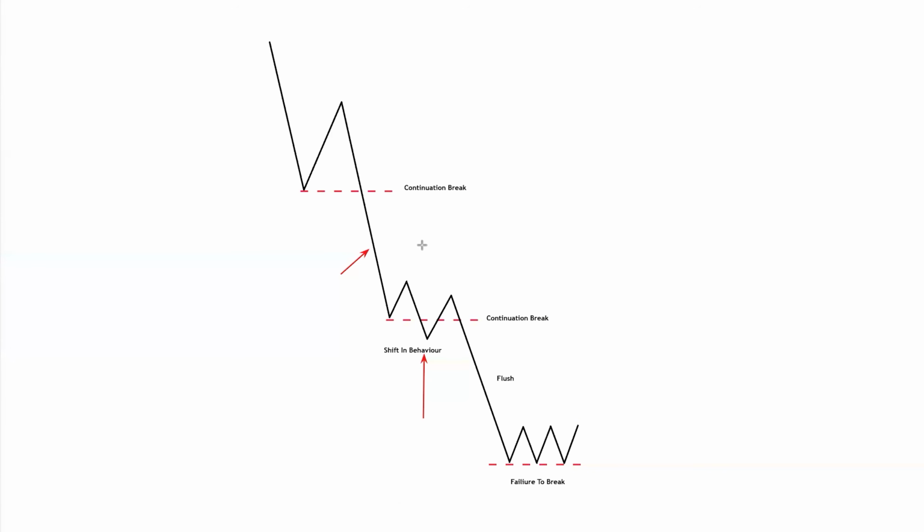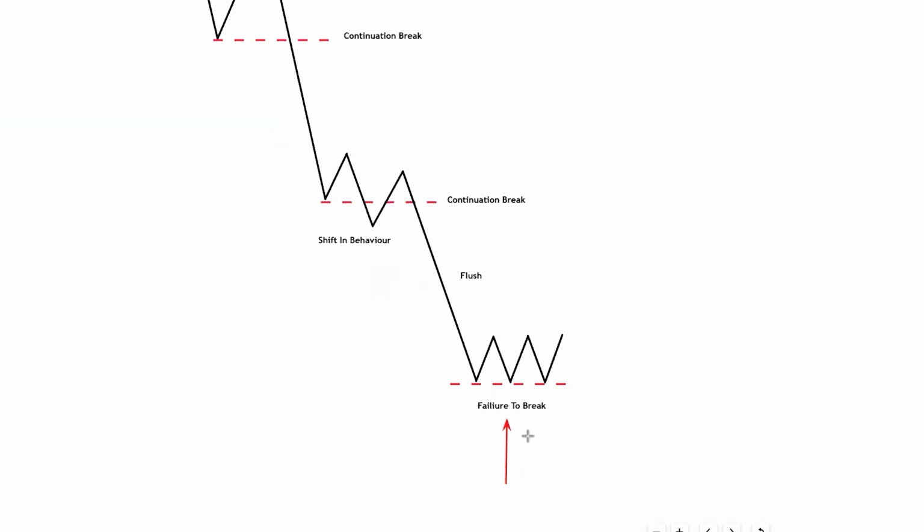However, the shift in behavior starts to indicate to us that the bears' pressure in the market is starting to deplete. And then what you will usually see is a massive flush in the market before price starts to deplete and show signs that it's failing to make new lows. In this instance, you can see price failing to break. So after the shift in behavior, we have the flush. Then we have the failure to break the lows. And then as you can see here, price is also failing to make any new highs.